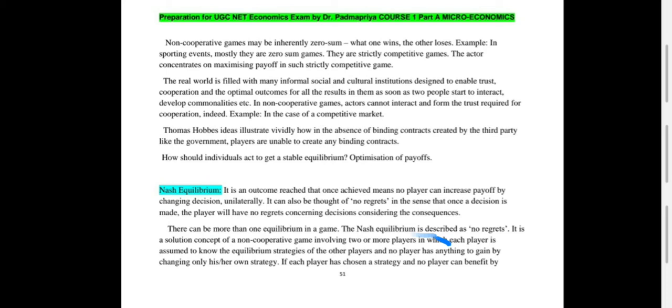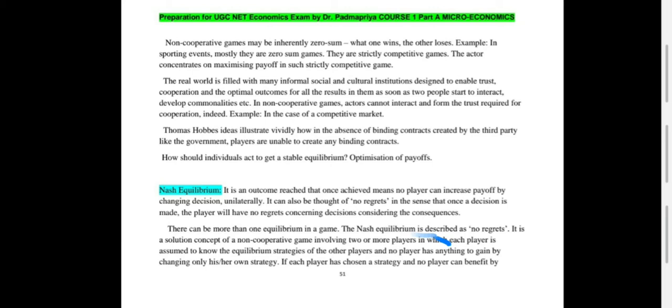So, a good example of a non-cooperative game is a competitive market in which every player is trying to do what is best for themselves and not what is best for the industry or for everybody else. So, they are interested only in selfishness, or they want their own company to come up. Thomas Hobbes was one of the early thinkers who vividly illustrated how, in the absence of binding contracts created by a third party like the government, players are unable to create any binding contracts.